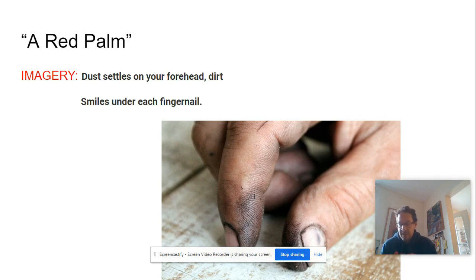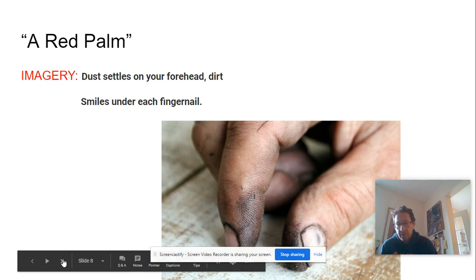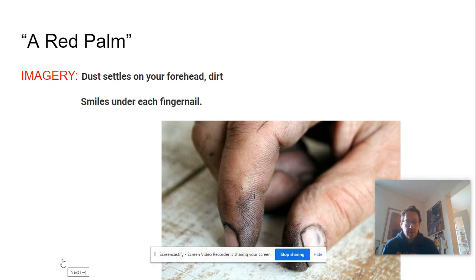That's imagery. It's giving us a picture. He could have just said dirt under fingernails, but he didn't. It's smiles under each fingernail. It's the use of language and imagery to make something so we can see something in our heads.